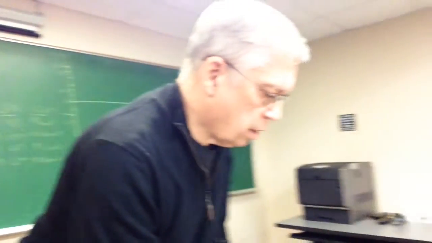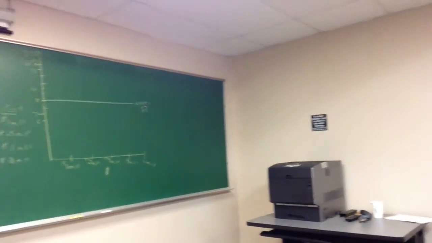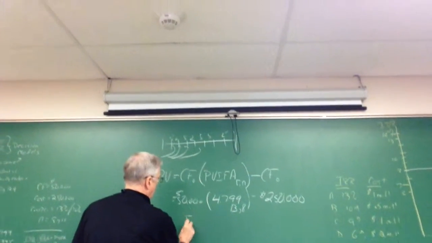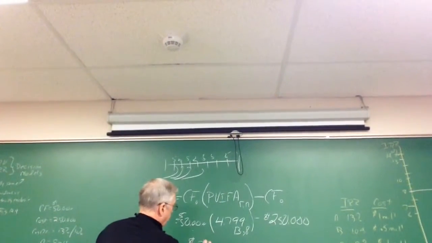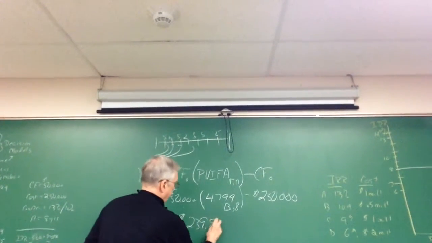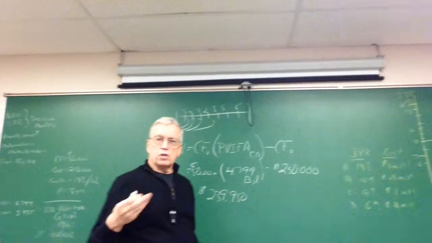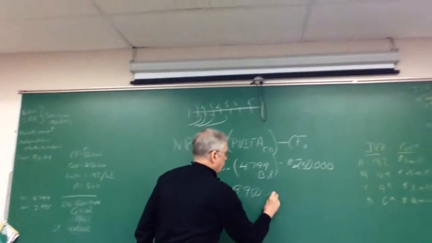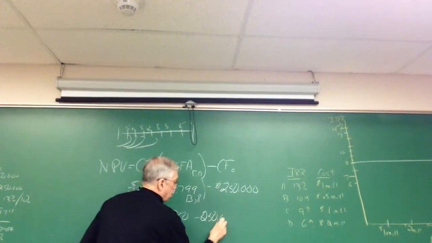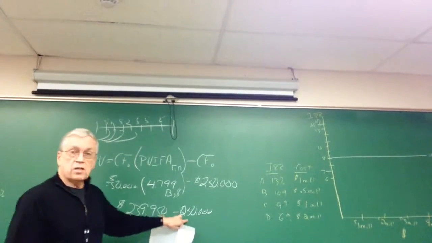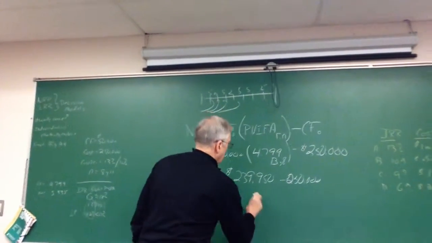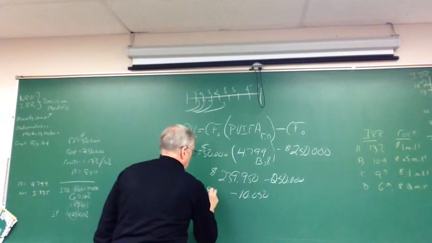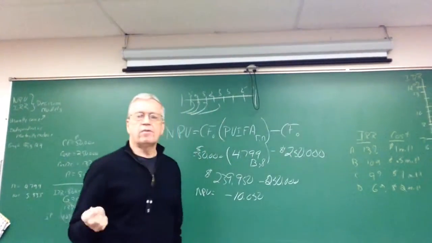And if memory serves, I did that ahead of time. You're back. 50,000 times 4.799 is 239,950. So the value of this project to the company is 239,000 and change, but we're going to pay 250 for it. Minus, well, it doesn't take a genius to figure out we're losing money on this project. We're going to lose $10,050. So in this case, net present value is equal to a negative 10,050.